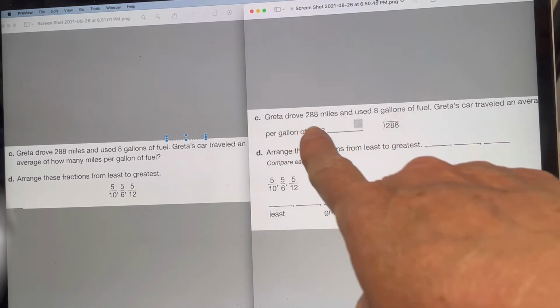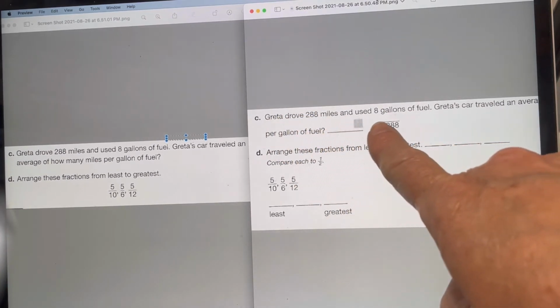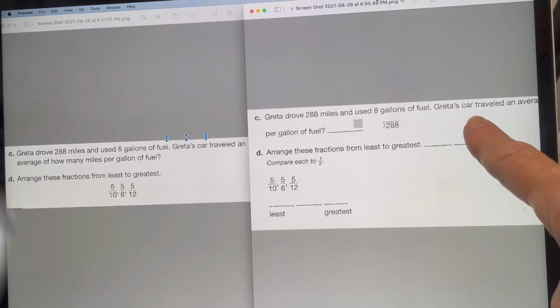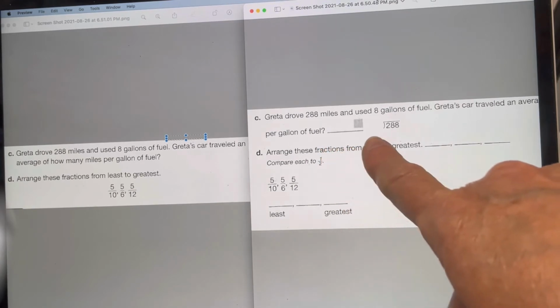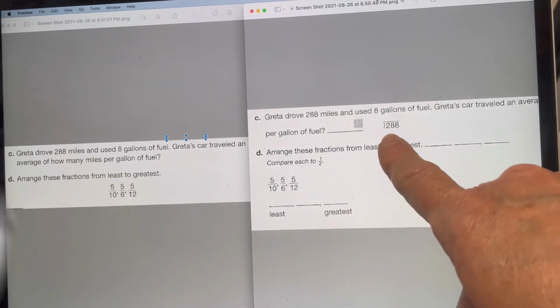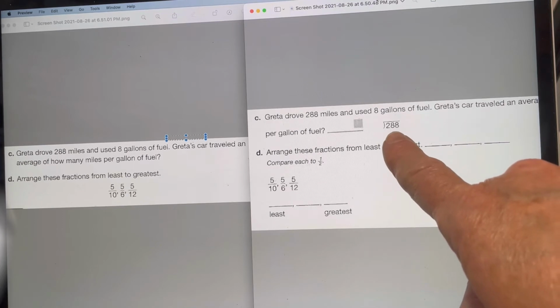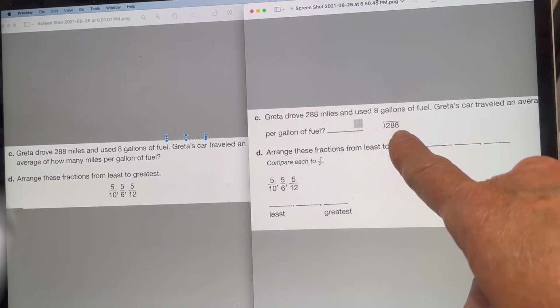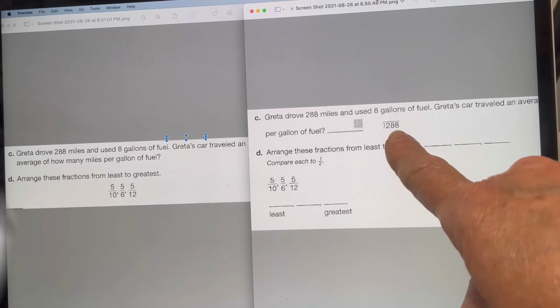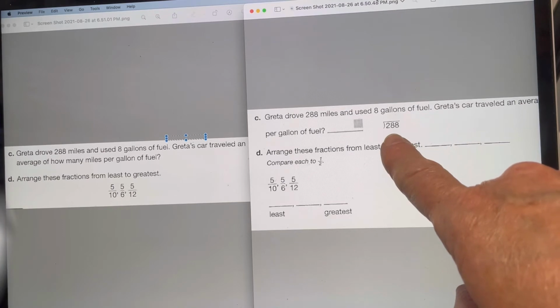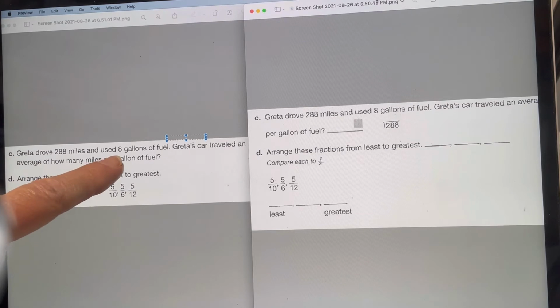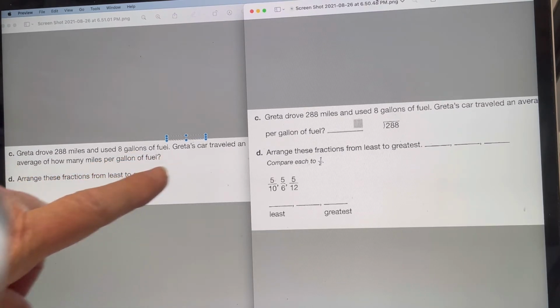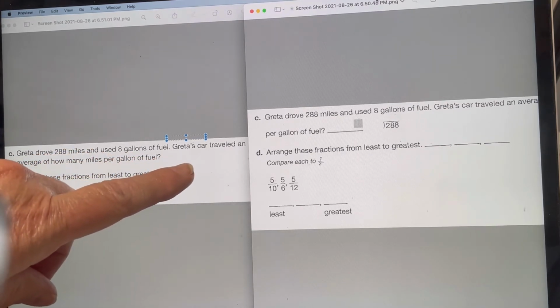Okay, Greta drove 288 miles and used 8 gallons of fuel. Greta's car traveled an average of how many miles per gallon of fuel? Here's the spot for your answer. Here is the hint. Okay, 288 goes in the house. That's your hint. They didn't do the problem for you, but they certainly gave you a good hint, didn't they? Same problem over here. Greta drove 288 miles and used 8 gallons of fuel. Exact same problem, no hint.